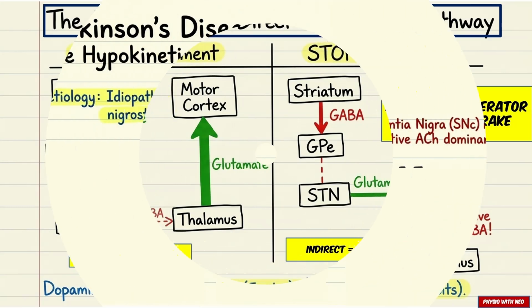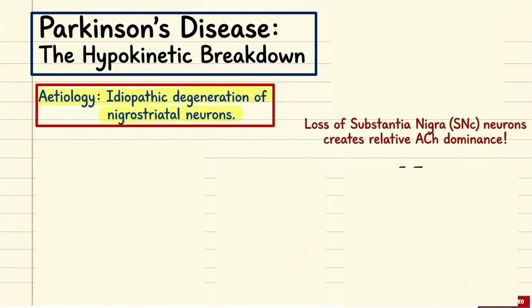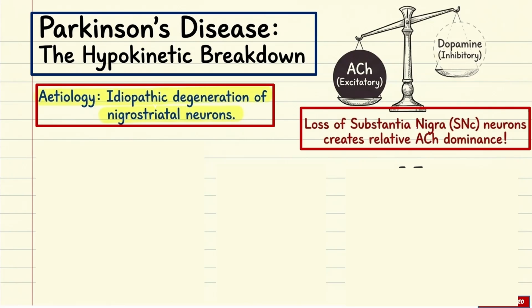Watch next. Parkinson's disease occurs because neurons in substantia nigra gradually degenerate. So less dopamine means the accelerator becomes weak and the brakes become stronger. That's why the movements become slow. That is, the loss of substantia nigra neurons creates relative acetylcholine dominance.